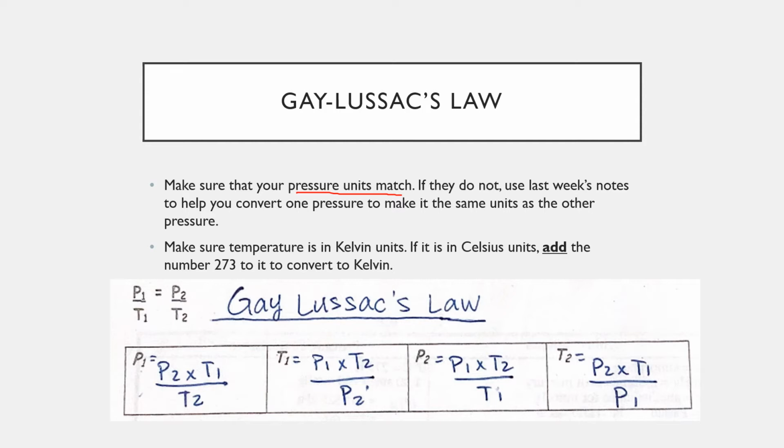Temperature has to be in Kelvin. So if it's giving you Celsius in the problem, make sure you add the number 273 to it to put it into Kelvin first. Here are all of your equations that you're going to need. This is how you solve for pressure 1, temperature 1, pressure 2, and temperature 2.